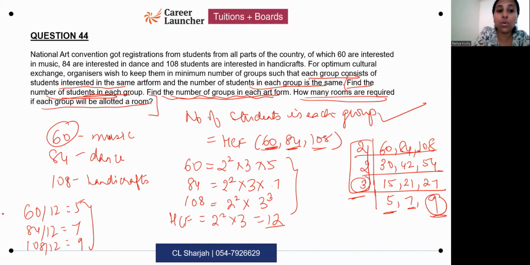How many rooms are required if each group is allotted a room? That means number of groups equals number of rooms. 5 rooms, 7 rooms. You add everything. 5 plus 7 plus 9 will be the total number of rooms. Okay? We'll stop with this.